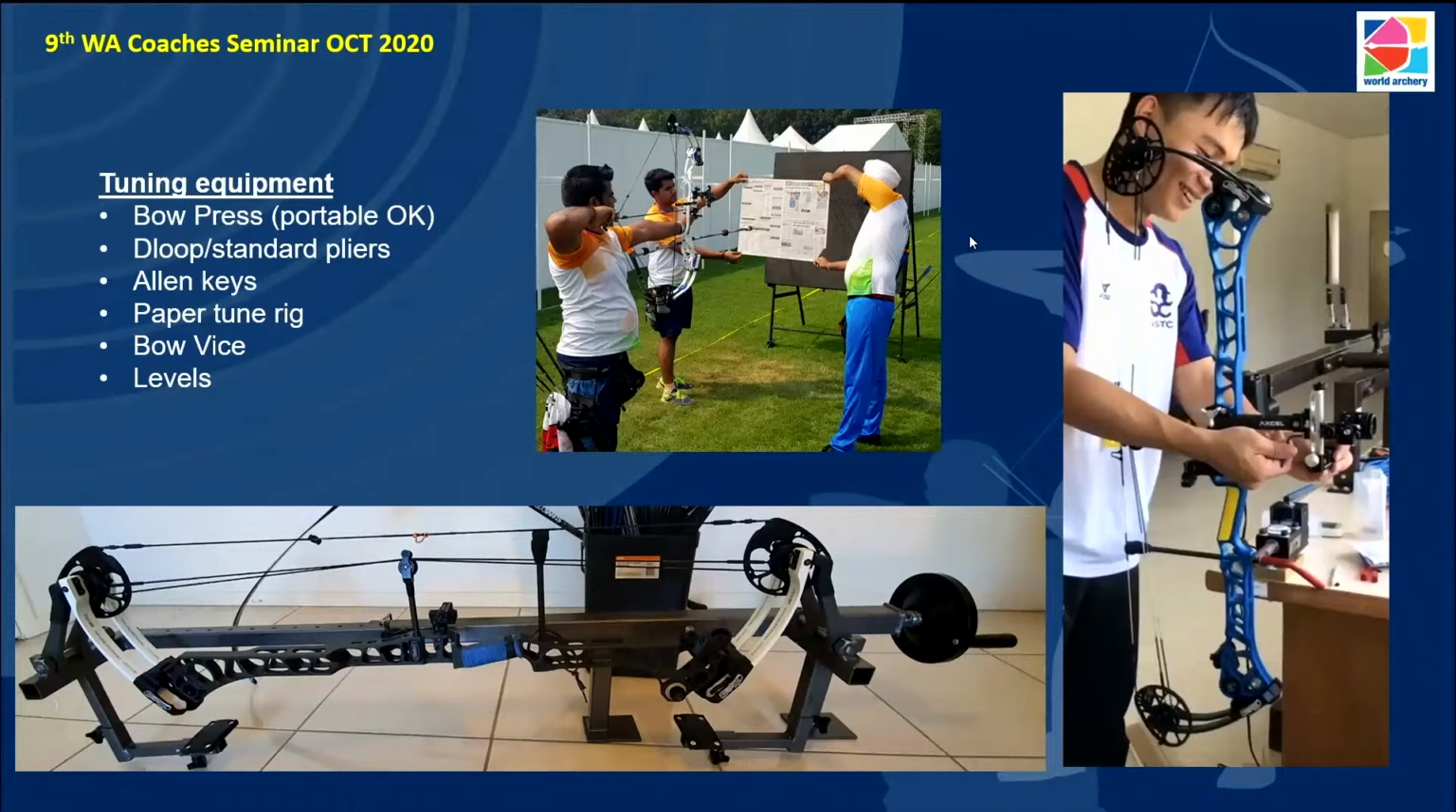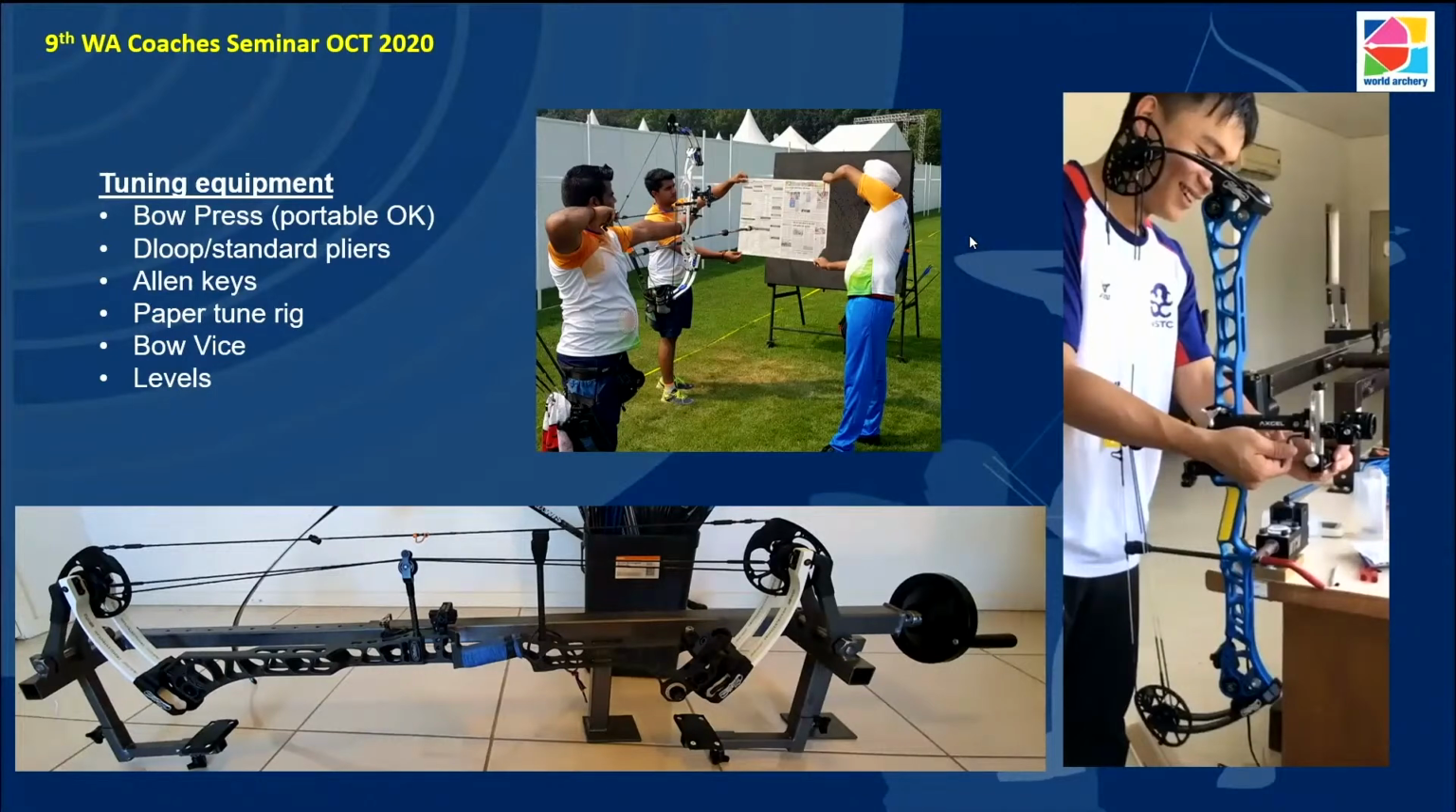Here you'll see the Indian national team archers at the Asian Games having a rather interesting take on paper tuner. I wouldn't suggest this method. Be very careful, obviously, standing in front of someone with a loaded bow. But actually these guys won a couple of big medals at that event, and that was effective for them to test that bow.